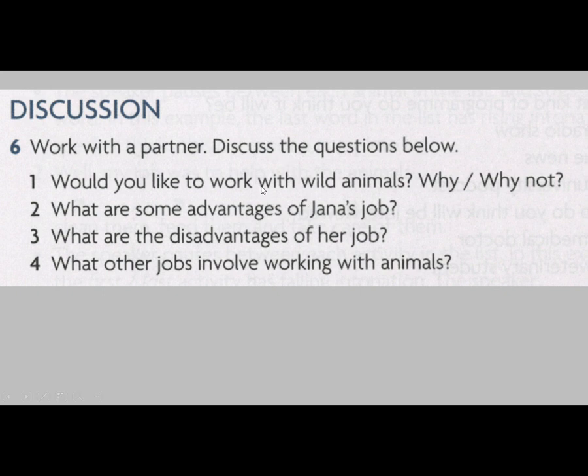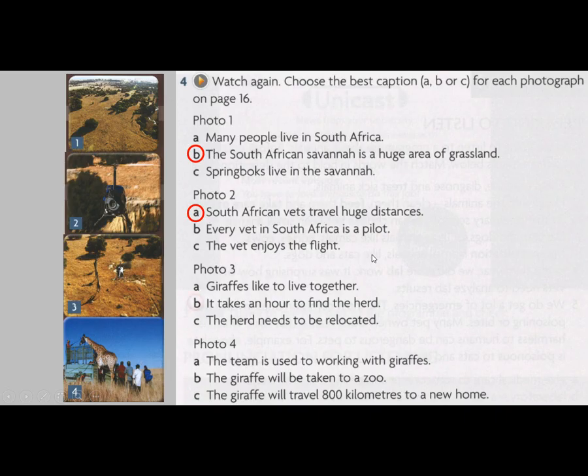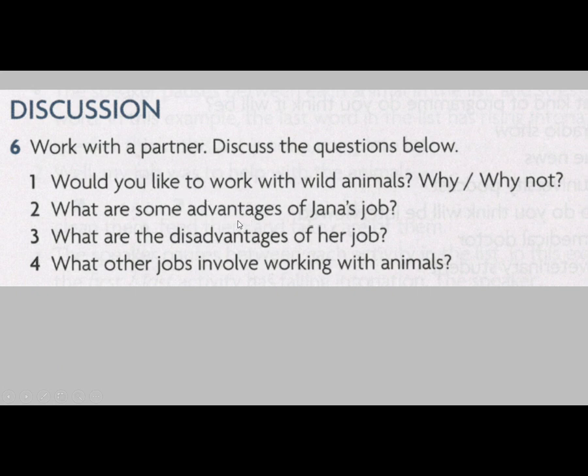All right. So this can be another answer. The important thing is don't say yes and no and stop. Don't do that. You should say maybe yes and explain with two or three reasons, or you should say no and explain with two or three reasons. Now, there are some more questions here, 2, 3, and 4. What are some advantages of Jana's job? Jana is the person in this video, is the vet in this video. What are the advantages? What are the good things, some good things about her job? And what are the disadvantages, some negative things, bad things about her job? All right. Please think about this a little.